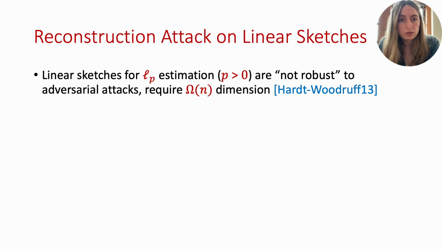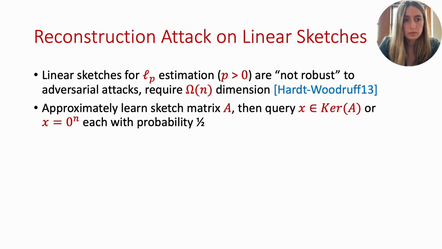A very interesting work of Hardt and Woodruff in 2013 showed that linear sketches for LP estimation are not robust to adversarial attacks, meaning that they require Omega(n) dimension to succeed. And roughly speaking, the attack works as follows. The attack will want to learn the sketching matrix A. This is, in fact, the internal randomness of the algorithm. And then, after it learns, roughly speaking, this matrix A, then it can query X in the kernel of A, or it can query 0, each with probability 1/2. And this will be a hard distribution since the algorithm will not be able to distinguish these two.